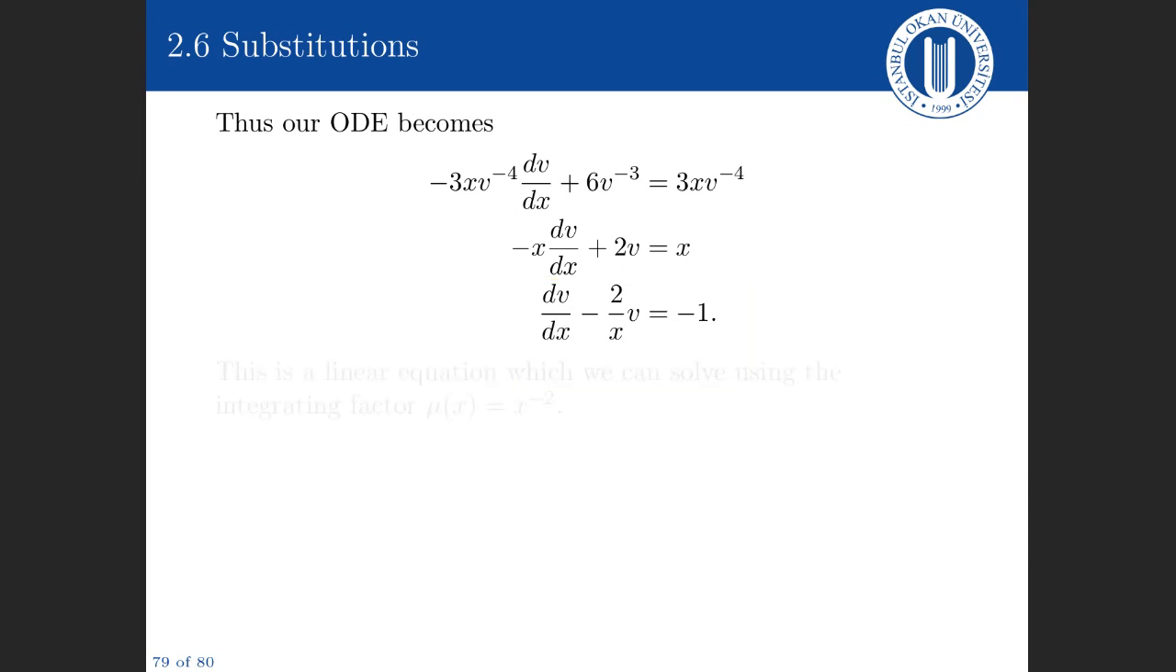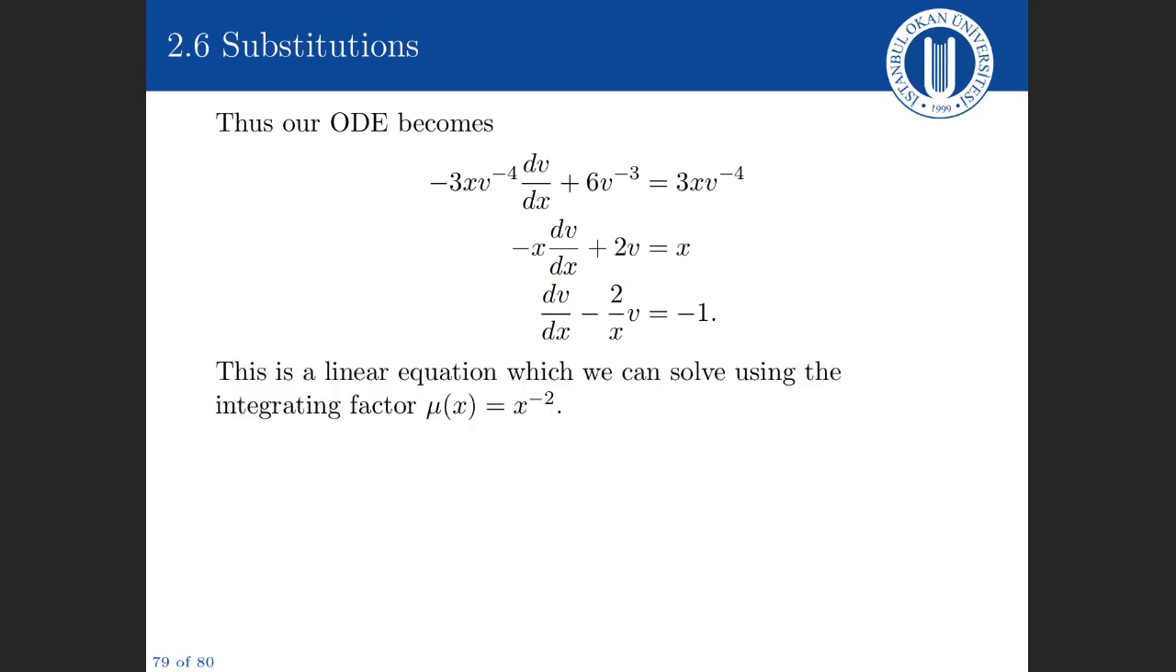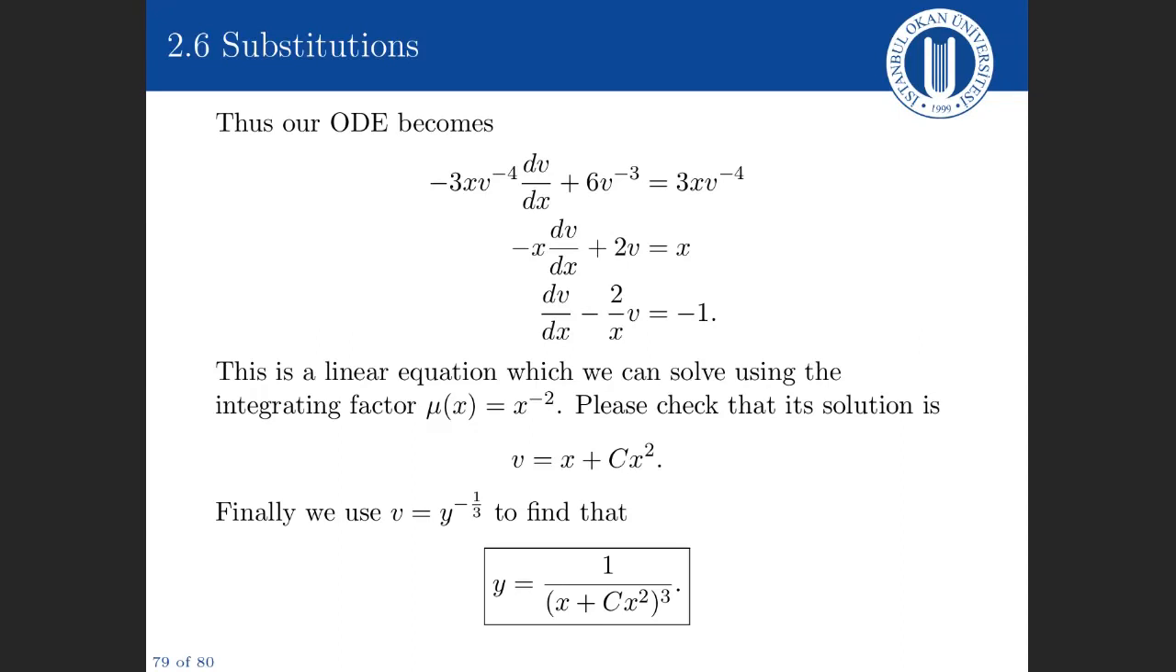Linear equations we know how to solve. Using the integrating factor x to the power minus 2, please check that the solution to this linear equation is v is equal to x plus some constant times x squared. And then finally we substitute again, v is equal to y to the power minus 1/3, and we find the solution. Rearrange, and please check this is correct. y is equal to 1 divided by (x plus c x squared), and then all cubed.